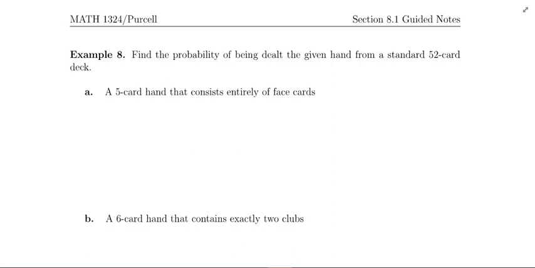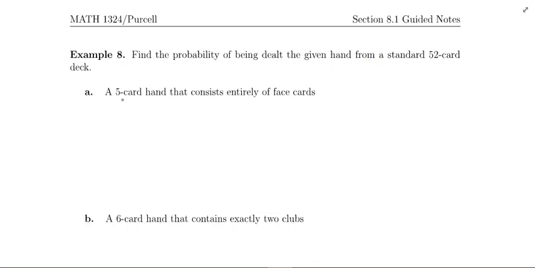But now your answer has to be a probability, which means your answer has to be a number between 0 and 1. How likely is it that you will be dealt a hand that fits this criteria? So keep that in mind. You're going to be counting, but your final answer will be a probability. We are still dealing with our hands being dealt out of a standard 52 card deck.